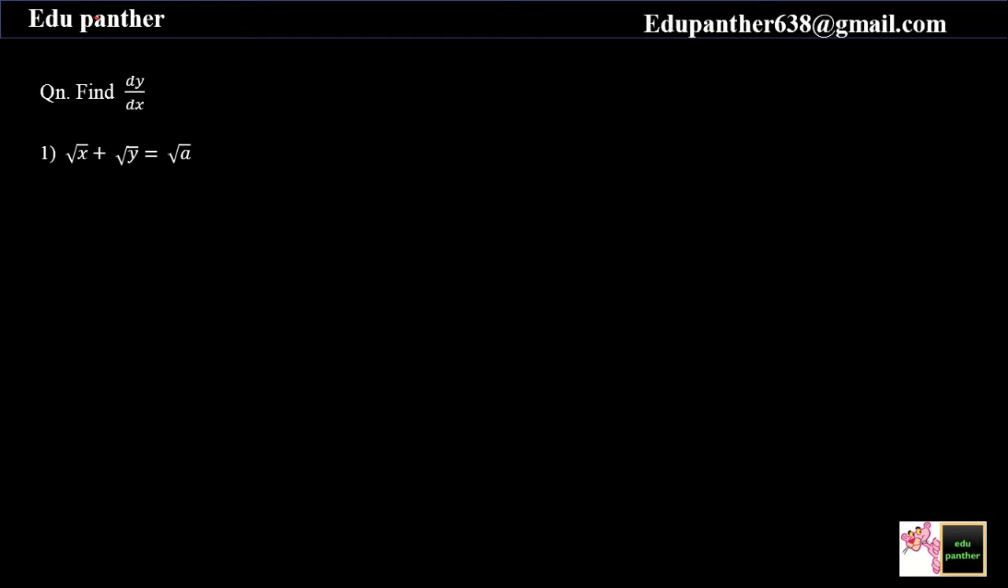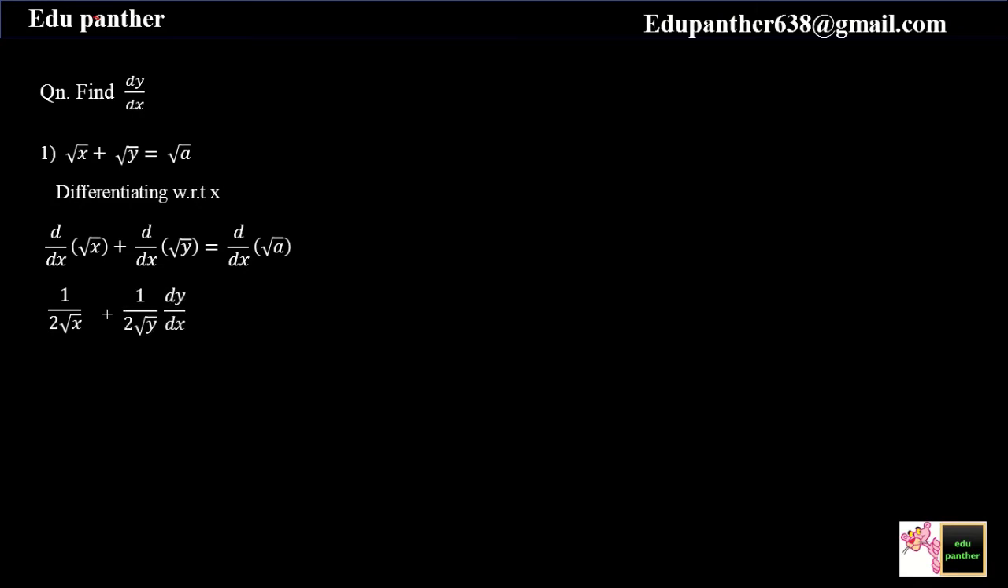So we'll differentiate both sides with respect to x. We'll get the derivative of root x plus the derivative of root y is equal to the derivative of root a. Now the derivative of root x is 1 by 2 root x, plus the derivative of root y will be 1 upon 2 root y, but since we are differentiating a term of y, we have to multiply the derivative with dy by dx. So it is 1 by 2 root y into dy by dx.